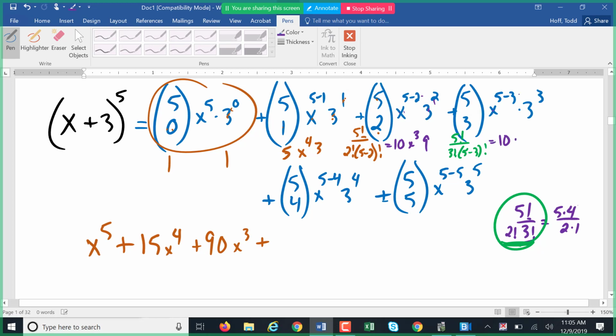X to the 5 minus 3, well, 5 minus 3 is 2, so that's x squared. 3 to the third is 27. So 10 times 27 is 270 x squared.